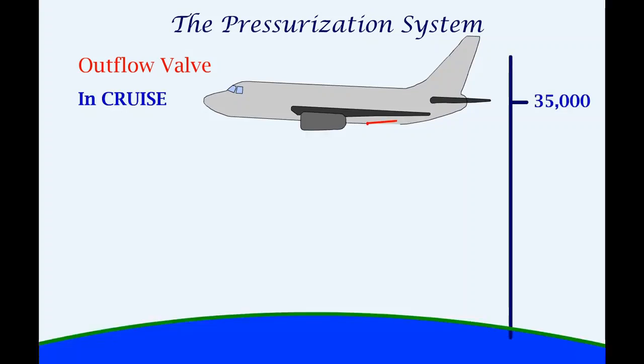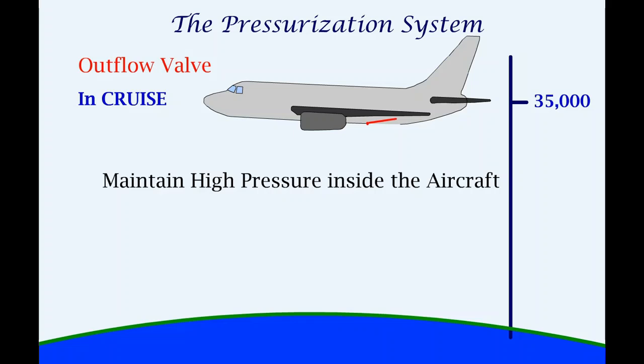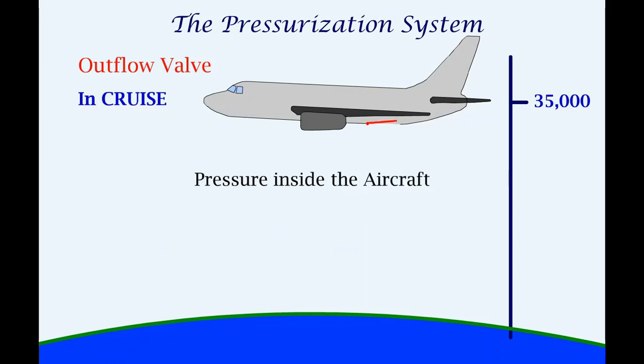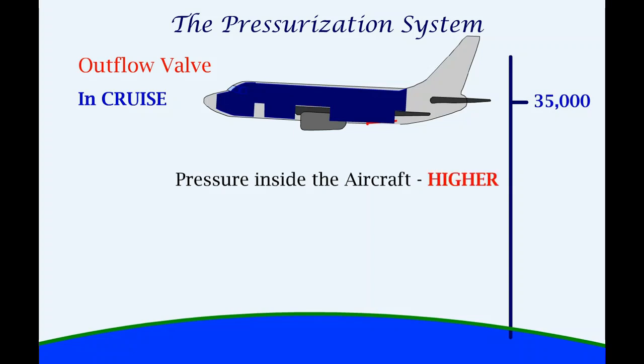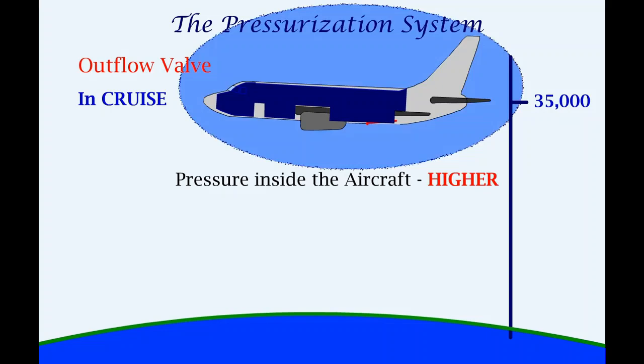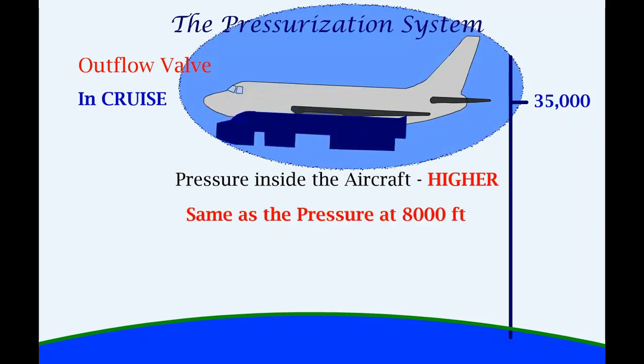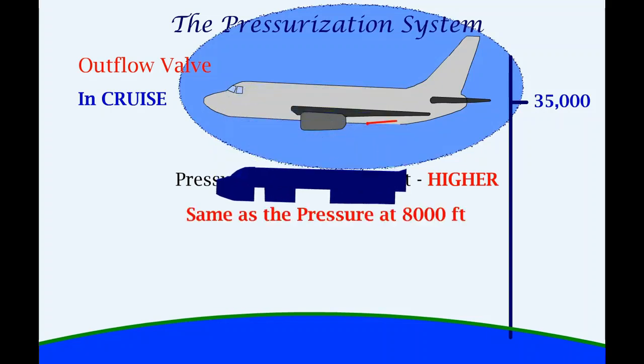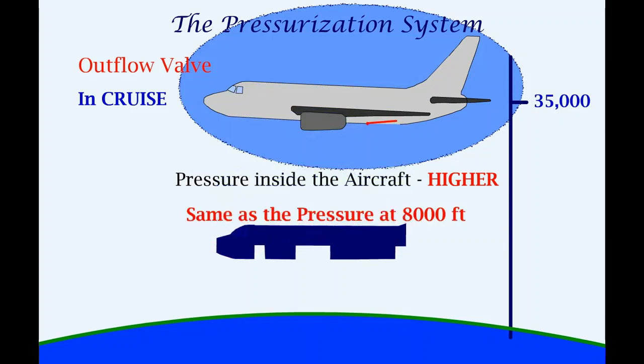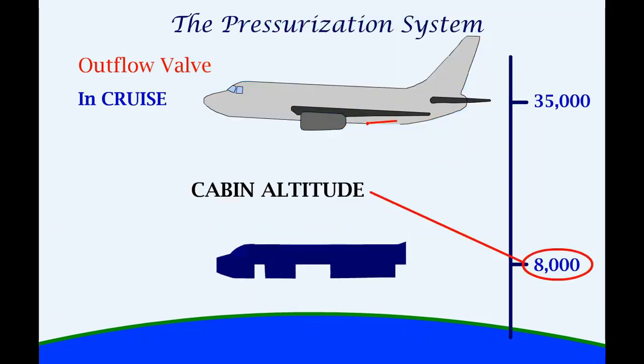If the aircraft is cruising at 35,000 feet, high pressure has to be maintained inside the aircraft by adjusting the outflow valve. More specifically, the pressurized sections of the aircraft will be maintained at a much higher pressure when compared to the ambient pressure. The pressure in the pressurized sections will be the same as the pressure we will feel at 8,000 feet.